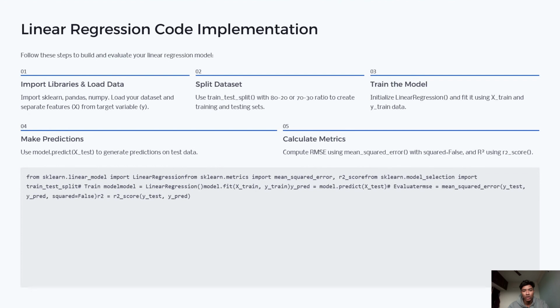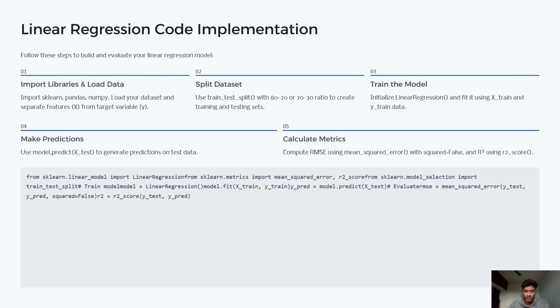Linear regression code implementation. First, we'll discuss the evaluation metrics. So, linear regression evaluation metrics. To judge how well our regression model performs, we use two main metrics: RMSE, root mean squared error. It tells us how far our predictions are from the actual values. R2, the R-squared score, tells us how much of the variance in the data the model explains. A value closer to 1 means a better fit.